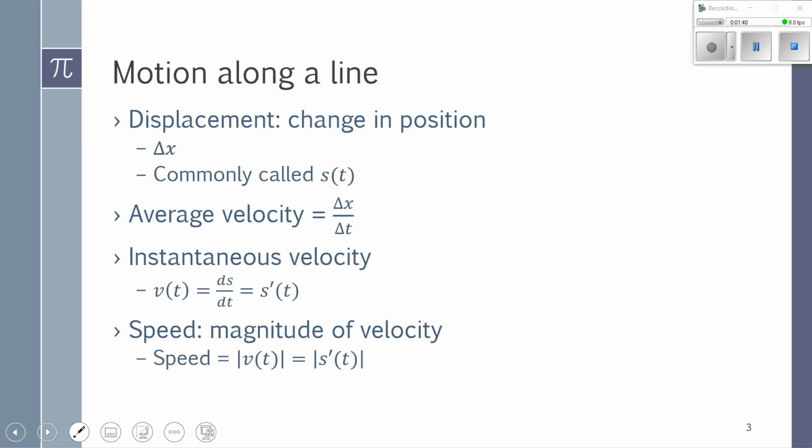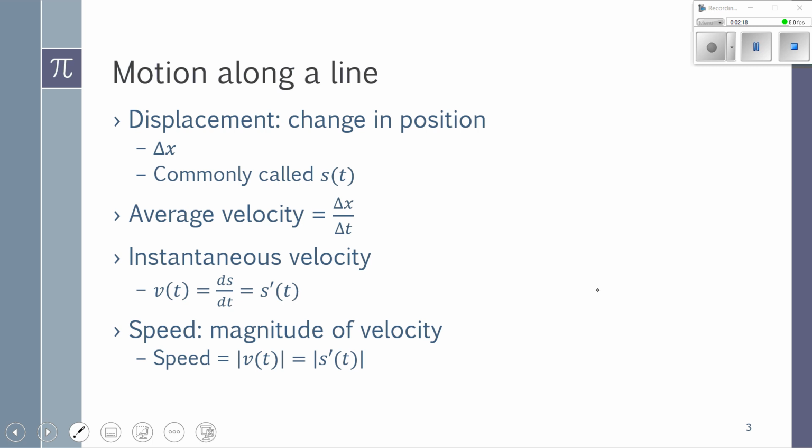In terms of motion along a line, we have displacement, which is the change in position. So if we think of x as representing a position, delta x, the change in x, would be the displacement. It is commonly called S of t. There was actually a debate going on among calculus teachers online about why S of t, and basically they feel it comes from the Latin word situ, which means the site or place that something is. But for whatever reason, we are using S of t for displacement.